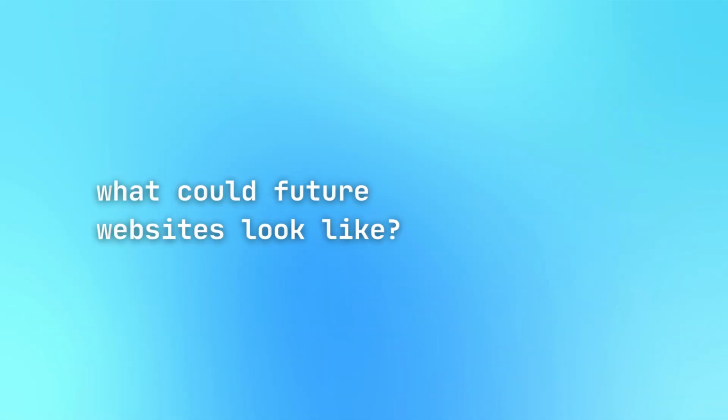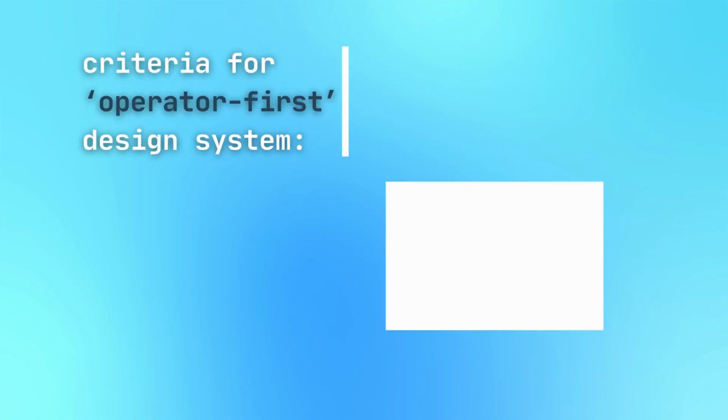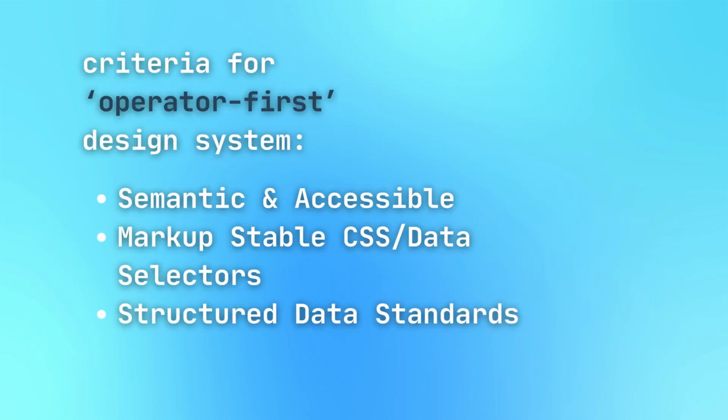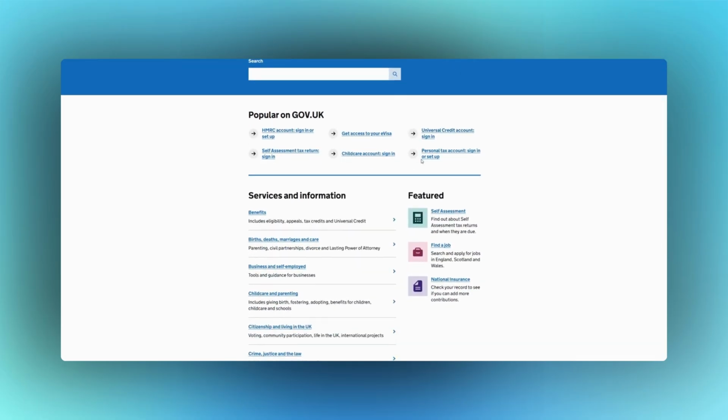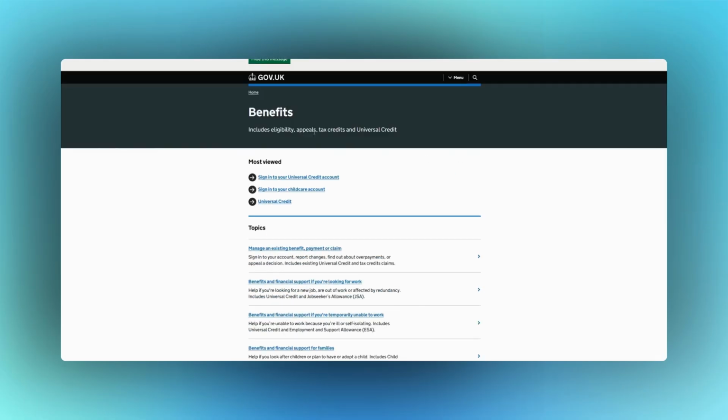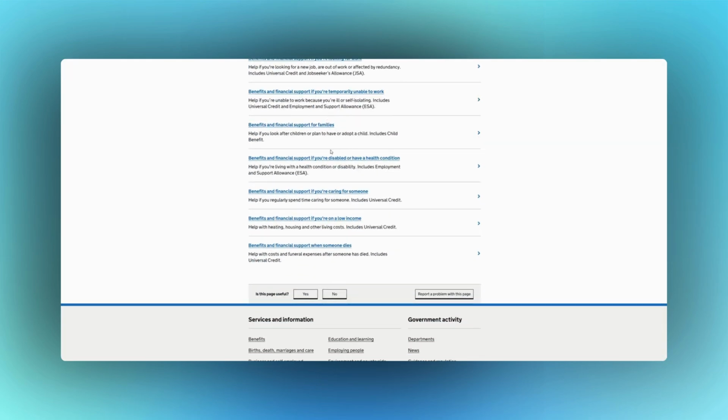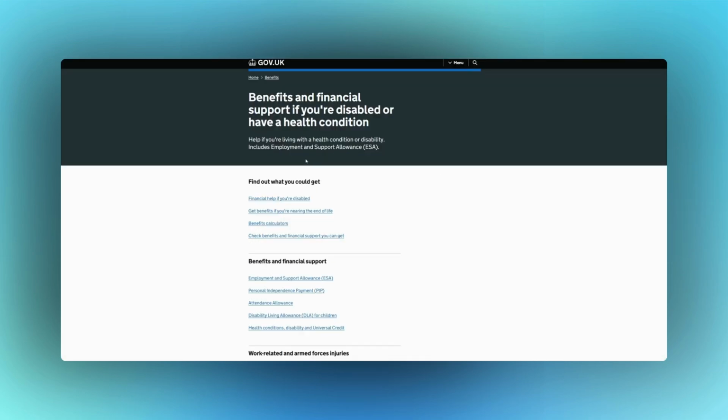So what could websites look like in the future to become more optimized? Well, there isn't any component library or design system that exists yet, but if we look at the criteria for operator-first design, we can find some stuff. The Gov.uk design system is built for government services in the UK, so it's heavily focused on semantic HTML and accessibility standards.